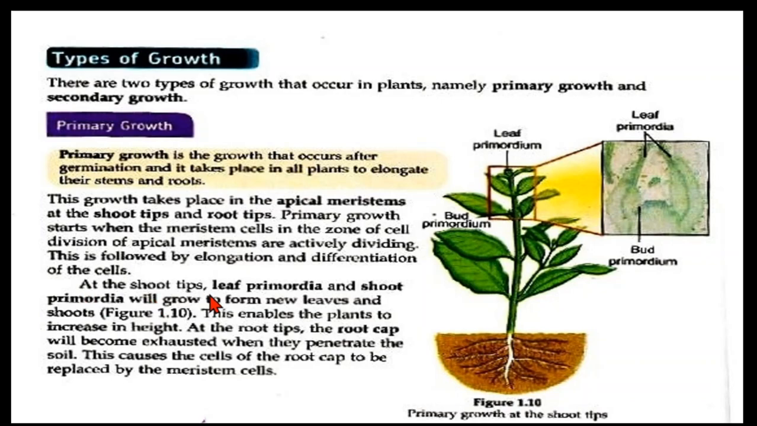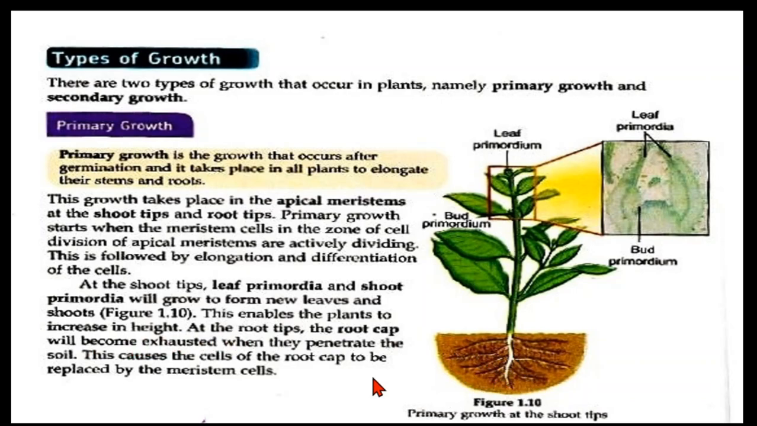At the shoot tips, the leaf primordium and the shoot primordium will grow to form new leaves and shoots. Okay, here the leaf primordia will grow to form new leaves and shoots. It will produce new leaves and shoots. This will enable the plants to increase in height.